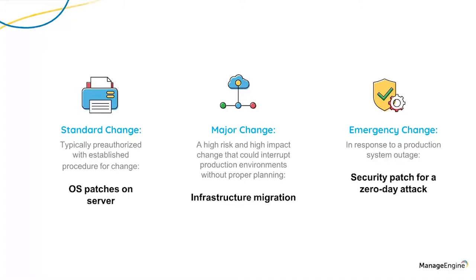And emergency change is what we discussed before. So you have a sudden outage or a security vulnerability. So you immediately get ahead with a change, and you almost always record it retrospectively in your change management solution.